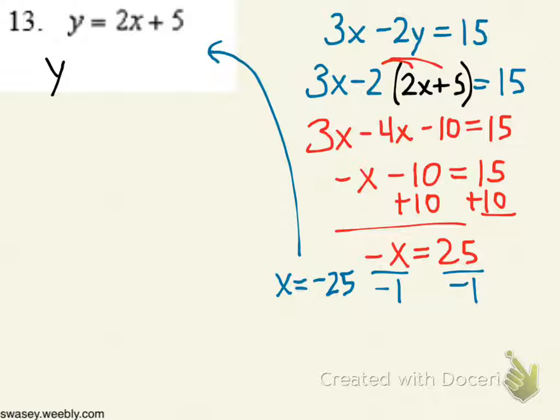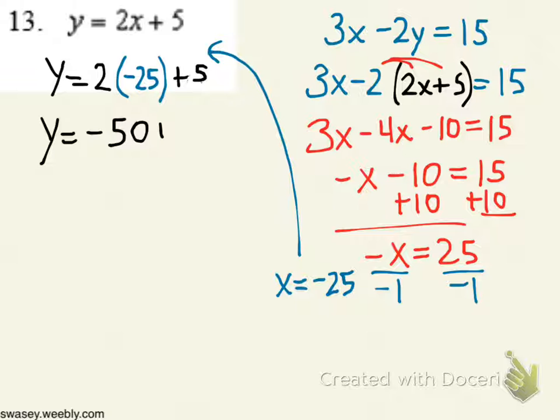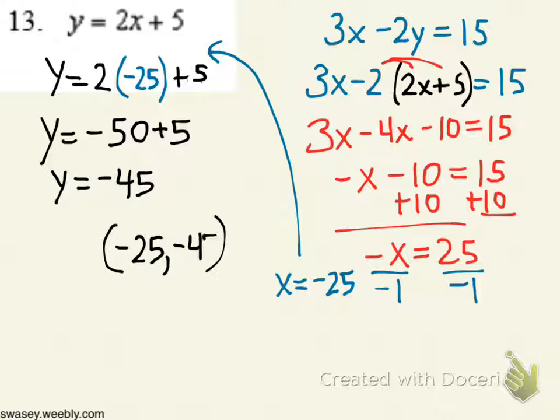And so instead of x, we can write negative 25. Multiply before you add. So 2 times negative 25 is negative 50. Negative 50 plus 5 gives us negative 45 for the y value. So we have intersecting lines that intersect at the point negative 25, negative 45. You can check it by substituting it back in if you like.